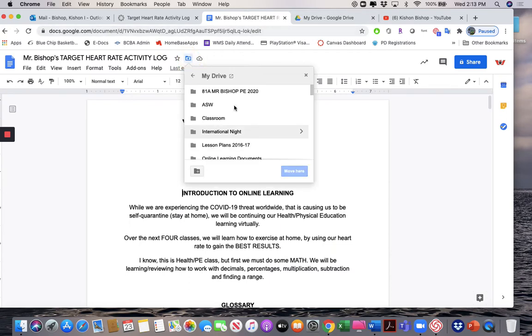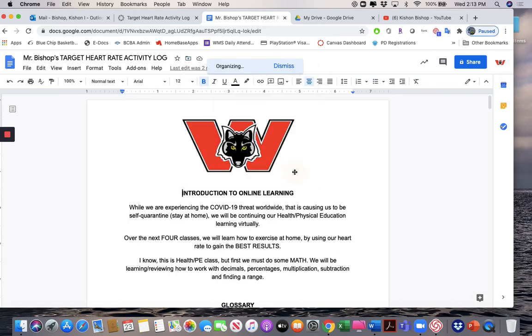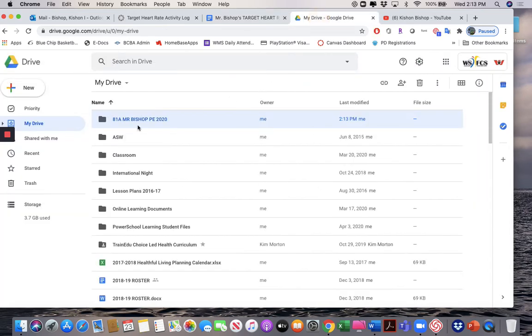Move. Here it is. If it doesn't pop up like that, Drive, white arrow, 81A Mr. Bishop PE. I'm going to move it to that folder. In my Drive, here's my folder.